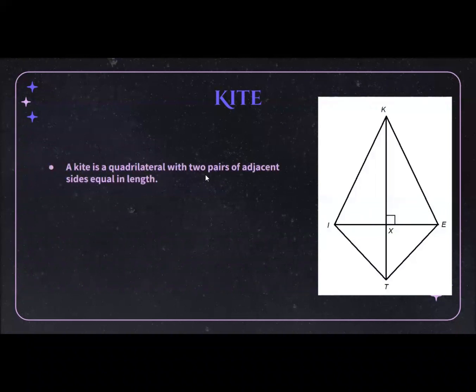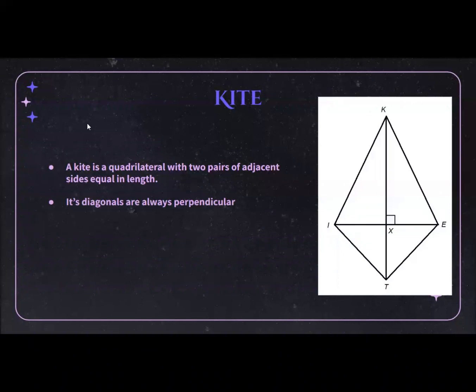So a kite is a quadrilateral with two pairs of adjacent sides equal in length. So it has two pairs of equal length sides. You could say, oh, that's a rectangle, but this is adjacent, meaning that the sides that are next to each other share equal lengths. That just means IT and TE, the bottom two right here, share one length, and then KI and KE, the top two next to each other, share the same length. So it just has two pairs of adjacent sides equal in length.